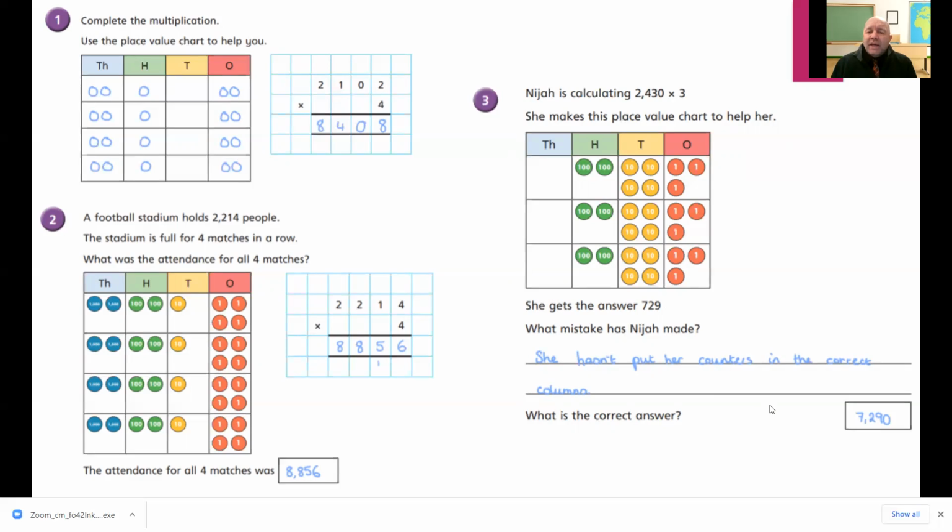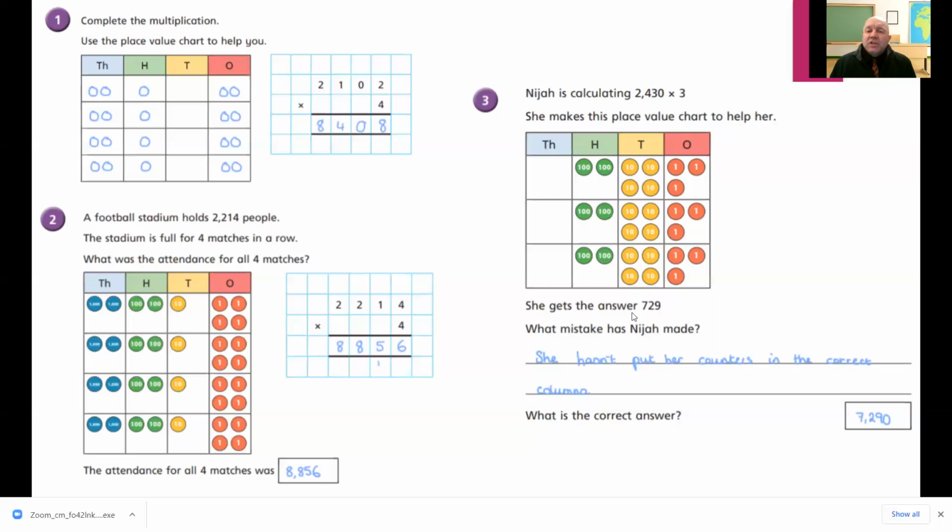So what about the correct answer? Now I'm in the way of this, so let's just move me up there a little bit. Well, if we imagine all of these counters moved across, then we are going to have 6,000, 6 in the thousands column. We're going to have 12 in the hundreds column, and we're going to have 9 in the tens column. So it's going to be the same as Neha's got here, but all of the counters moved across one column.